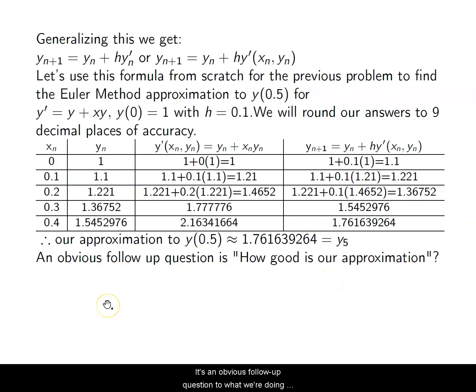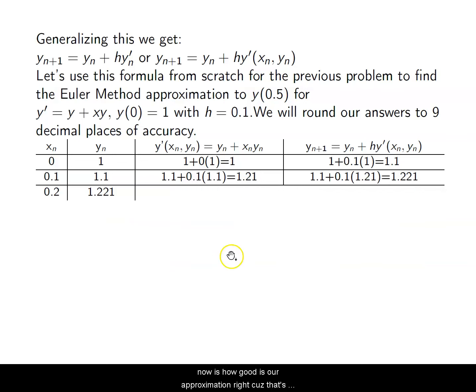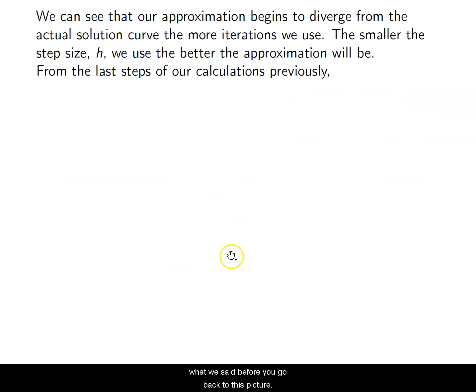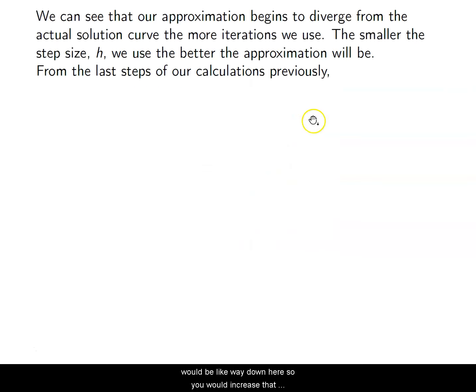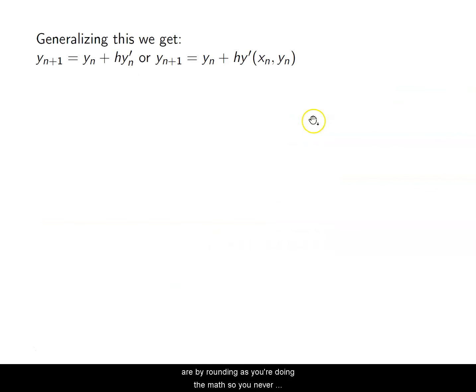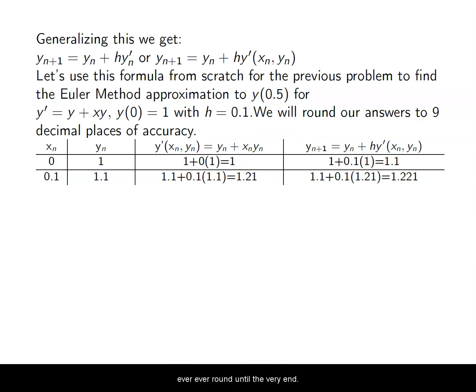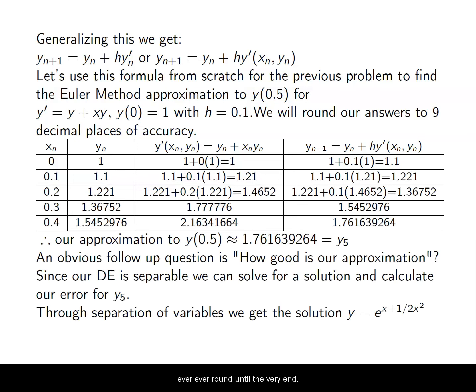So an obvious follow-up question to what we're doing now is, how good is our approximation, right? Because as we said before, if we go back to this picture, I have some error that I'm accumulating here, right? And like I said before, now if you were to have rounded every single time you did this, you'd have a huge error, right? You would be like way down here. So you would increase that error by rounding as you're doing the math. So you never ever round until the very end, okay?